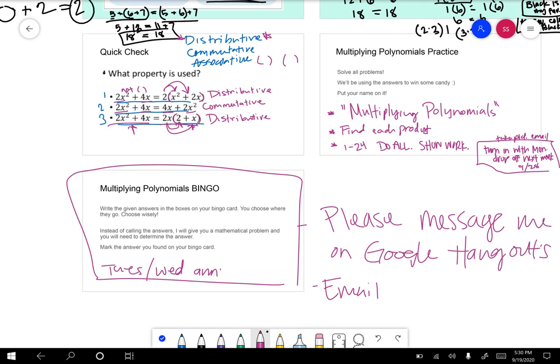I'll announce on Google Classroom when that's going to be. So you could join us live, like we can Google Meet you in with a computer and you can play bingo with us. It's going to be on that assignment. We're using those answers to play bingo when we're done solving all those problems. So message me on Google Hangouts if you have any problems.